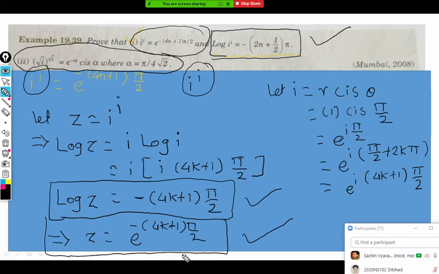Those who have done the first bit, complete root I raised to root I. And those who have not completed, note it down. I will give 2 minutes.